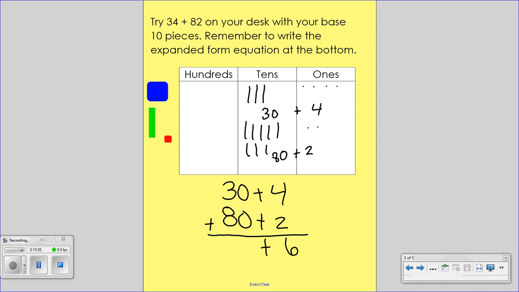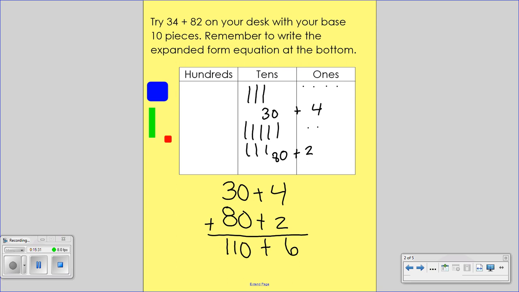And then I'm going to add up my tens. I have 80 plus 30, or 8 tens plus 3 tens. What is that going to give me? If you don't know, I would skip count up by tens. 80, 90, 100, 110. It's going to be 110.